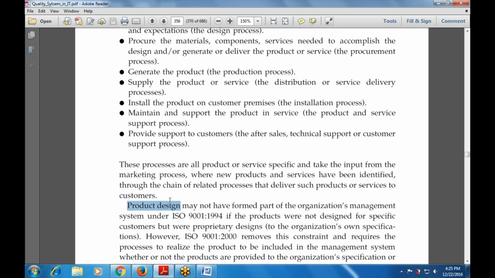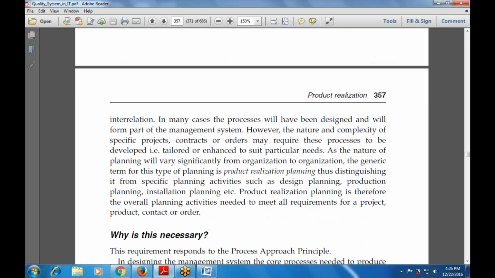And whenever we are using product designing, that may form part of the organizational management system under ISO 9001:1994 if all the products are not designed for specified customers. Now, as the nature of the planning varies very significantly from organization to organization, the generic term for this type of planning is product realization planning.